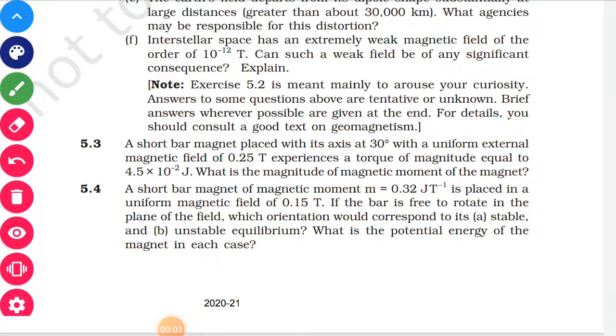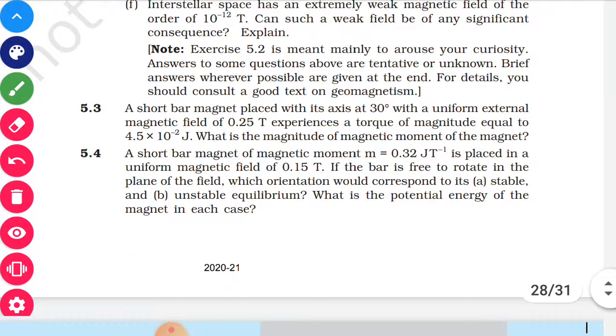Today we shall begin with the numericals. Numerical number 5.3. A short bar magnet placed with the axis at 30 degrees with the uniform magnetic field of 0.25 Tesla experiences a torque of magnitude 4.5 × 10^-2 joule. What is the magnitude of the magnetic moment of that magnet?